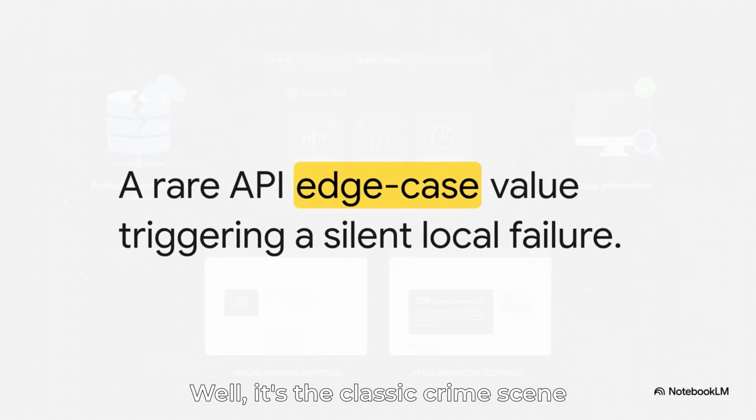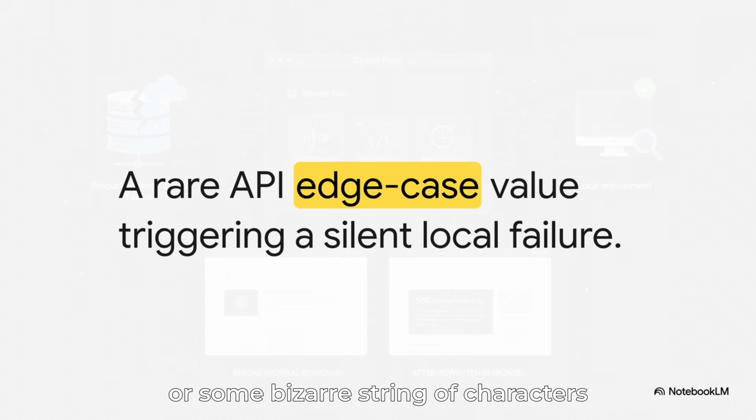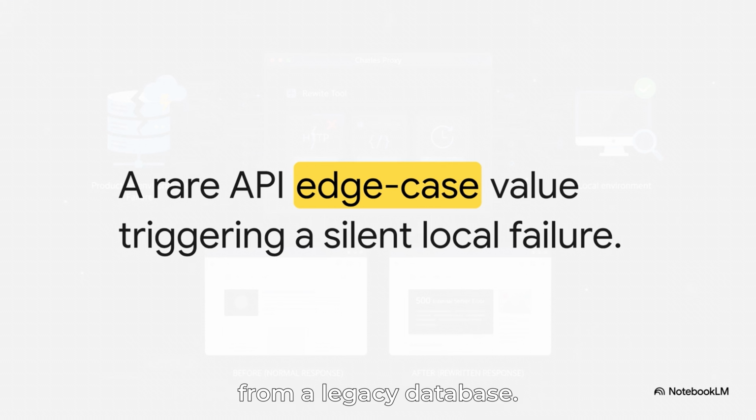Well, it's the classic crime scene in software development. The culprit? Usually a specific, highly elusive API response value that only triggers out in the wild, leaving absolutely no local trace. Maybe it's a null value where an array should be, or some bizarre string of characters from a legacy database. Whatever it is, your front-end code is choking on it. And because it's a super rare edge case, your standard staging API never returns this value. So you're essentially flying blind.